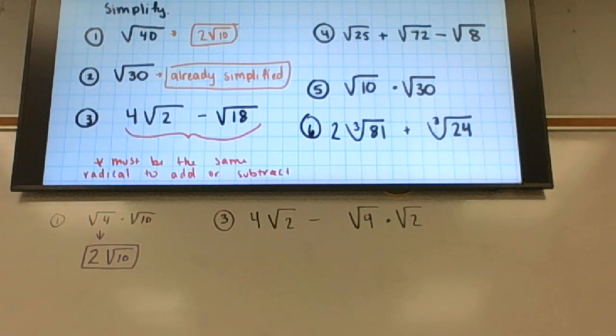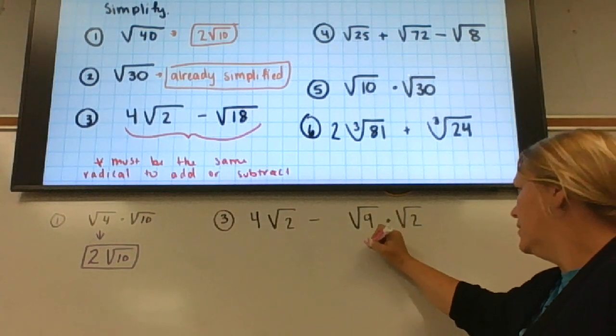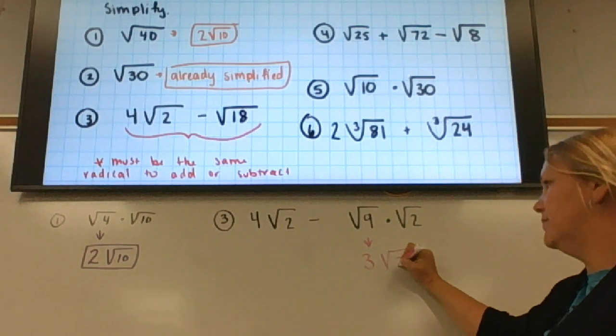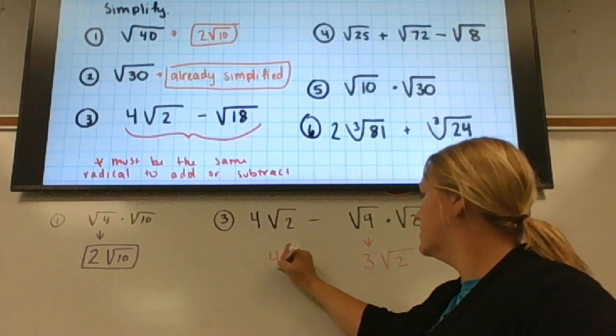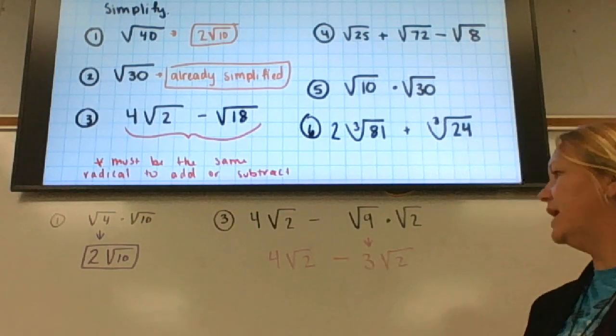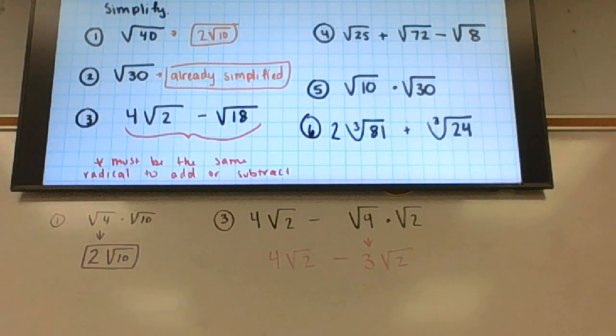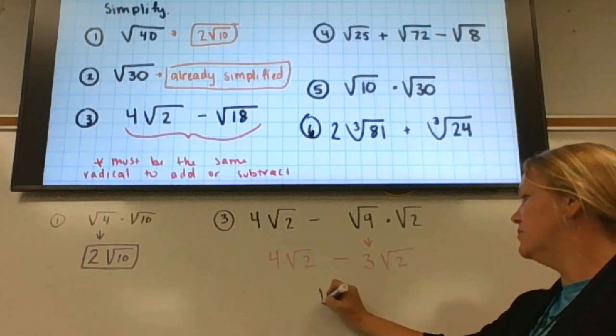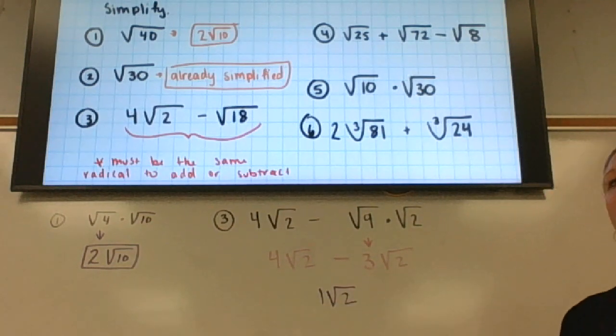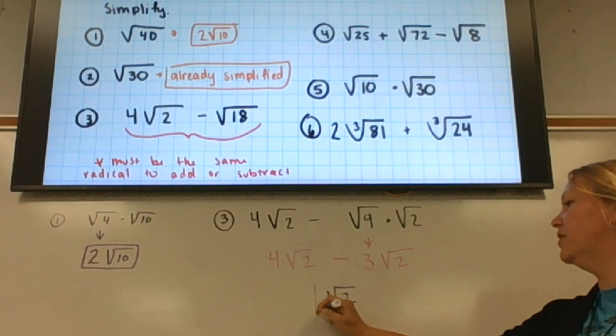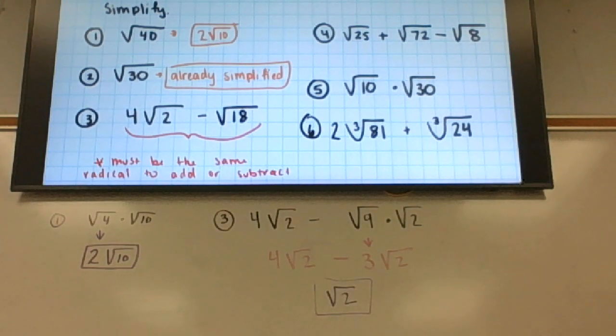So you got to know the square root of 9. If you can't recognize that, then this is an impossible task. But over time, you will get it. So what's the square root of 9? 3. So 18 is the same as 3 square root 2. So now we have the same radical. This is 4 square root 2 minus 3 square root 2. And that leaves us with 1 square root 2. Now typically, we don't write a 1 in front. This answer is the square root of 2.